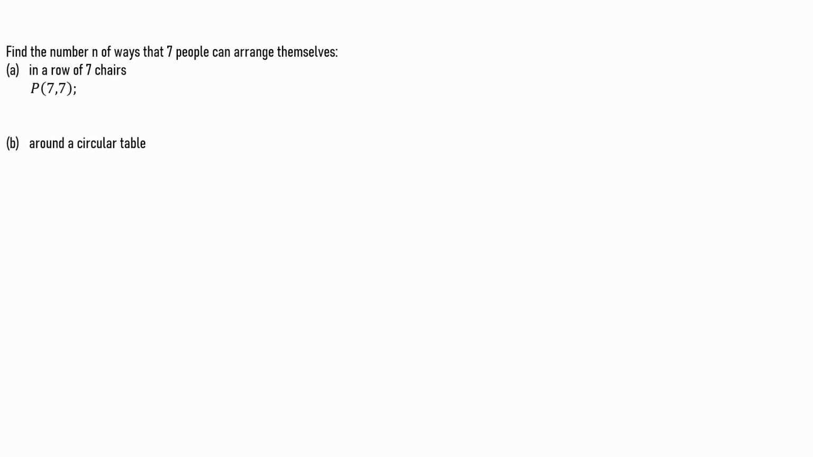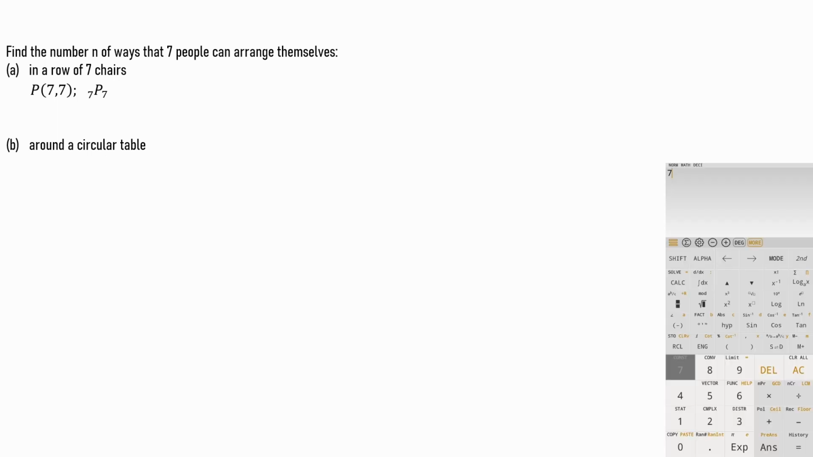Kaya, ito lang yan. So, permutation of 7 chairs taken all at a time. And so, therefore, gaano karaming arrangement yung pwedeng mabuo doon. So, 7P7 kung sa calculator.